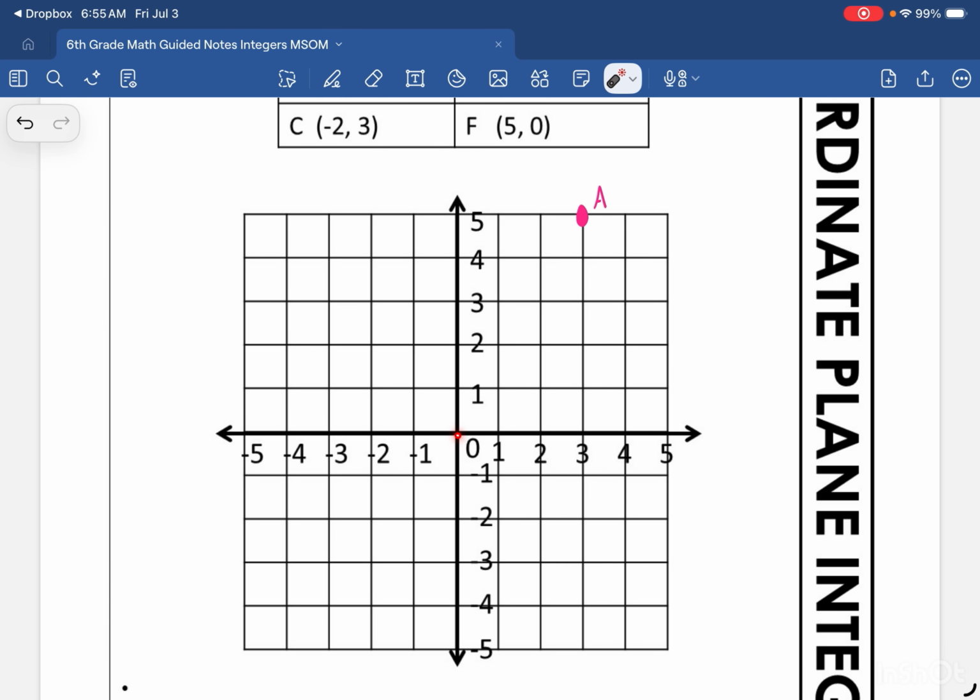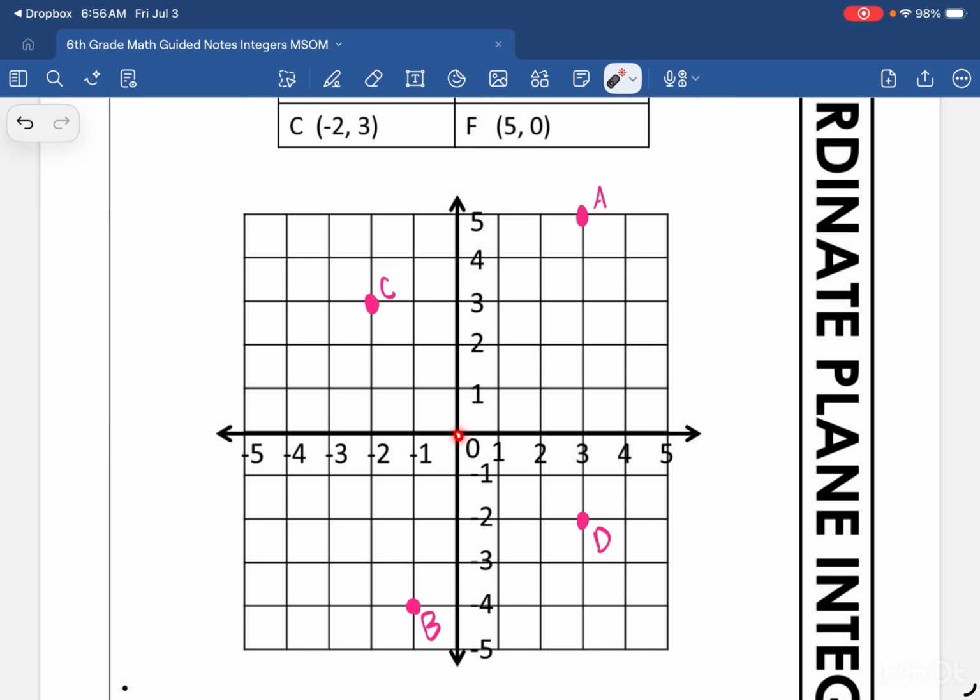Next one, you start at 0. It is (-1, -4). So go to the left to -1, and then down to -4. This point is (-1, -4). C, (-2, 3). So we will go to the left to -2 and up to 3. This is the point (-2, 3). (3, -2). So we will go to the right 3 and down 2. This is the point (3, -2).